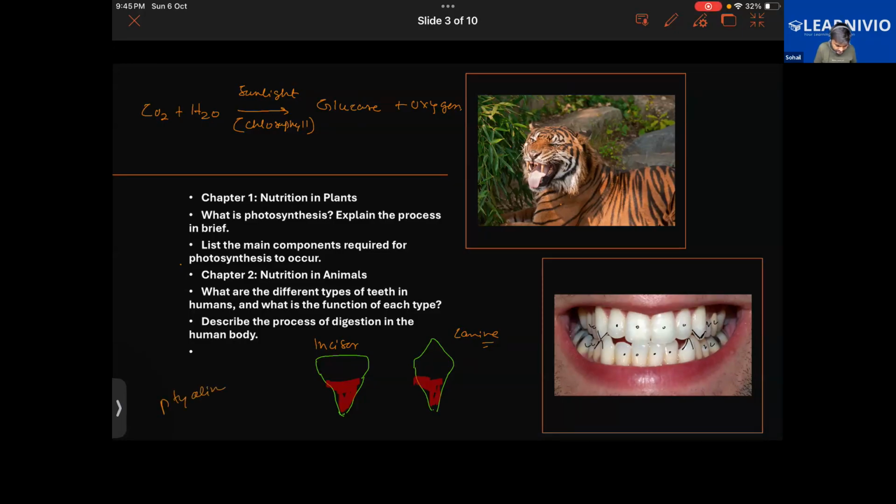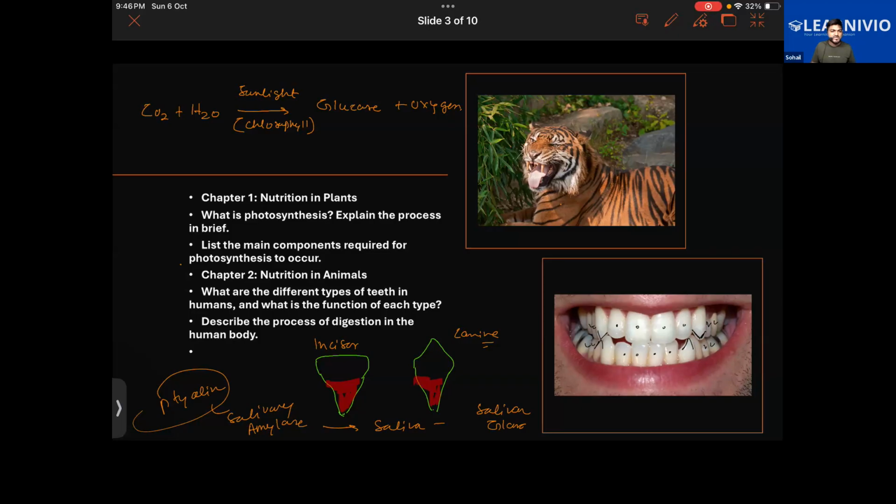Ptyalin. Okay? That is another name for salivary amylase. What is salivary amylase? It's an enzyme present in the saliva, and saliva is secreted by the salivary glands, which are present in the mouth. There are three salivary glands present in the mouth. Okay, that is one thing.